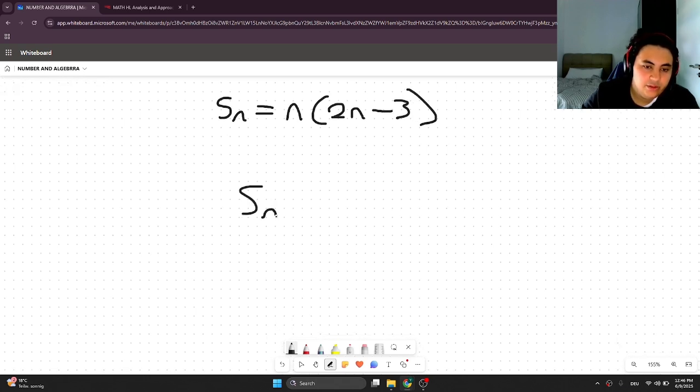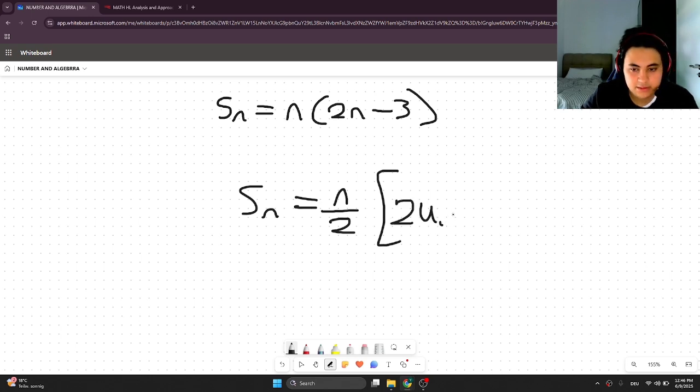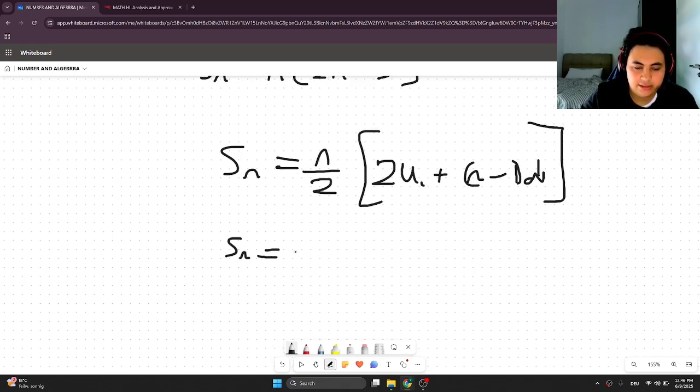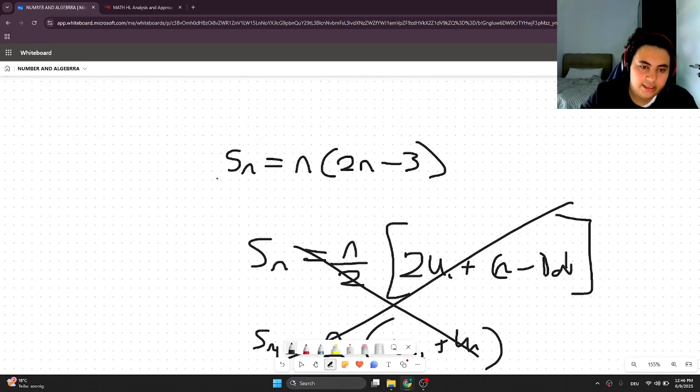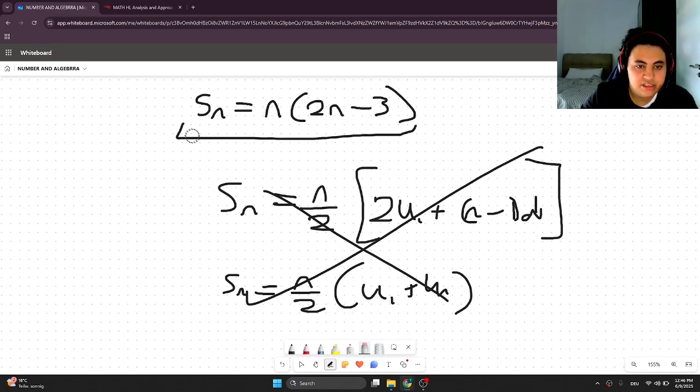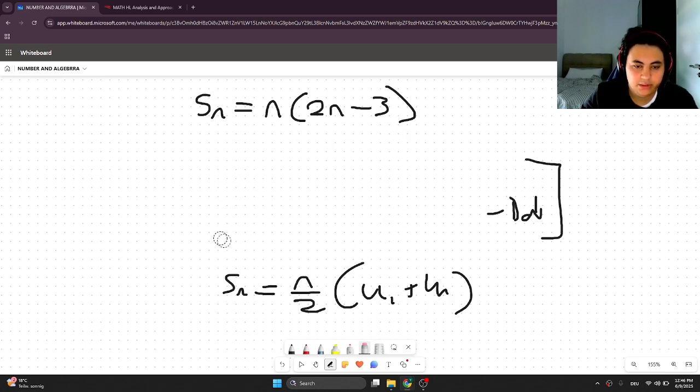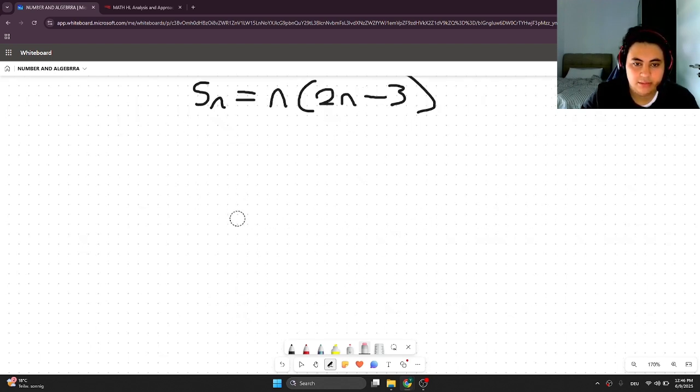That means we cannot use the standard formulas for the sum of arithmetic sequences. So we cannot use this one, or the other one, which is Sn is equal to n divided by 2 multiplied by u1 plus un. You can't use these two because it's already given to you. For this particular sequence, the sum is found exactly with this formula. So we need to keep that in mind.